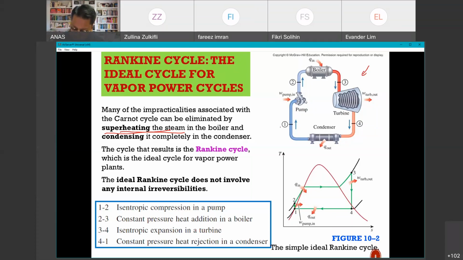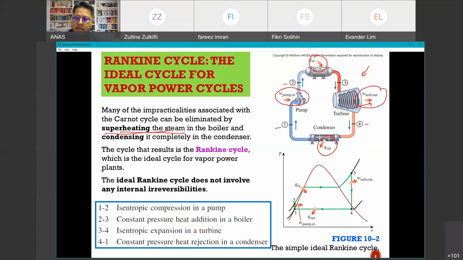First, from 1 to 2, we have the pump. And then from 2 to 3, we have the boiler, which is now being represented by Q in. For the pump, it is being represented by W pump in. And then from 3 to 4, that's basically the turbine. Okay, we have W out over here, W turbine out. And finally, 4 to 1, we have Q out, which is the condenser.